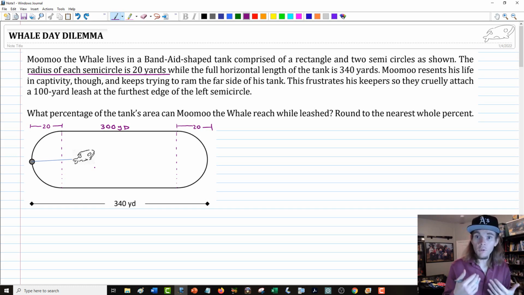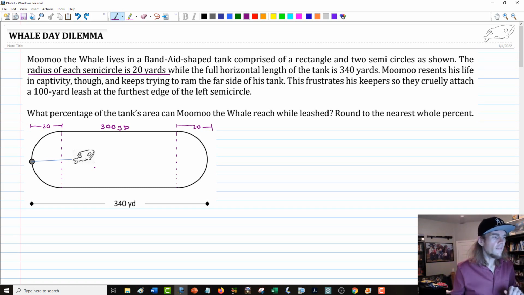And that is going to be our goal, of course. We're going to find the area Moo can reach, and then we're going to divide by the area of the entire piece. I'm going to save the area of the entire piece for the end just because it's the simplest part. But you might be different than I am, and you might want to go that route. So let's think about this for a second.